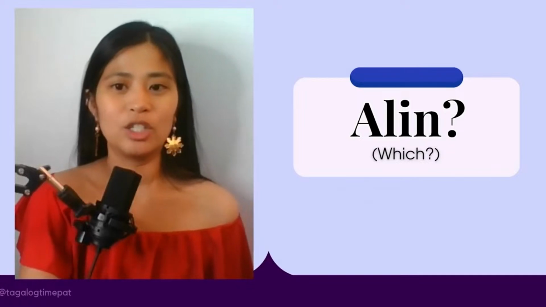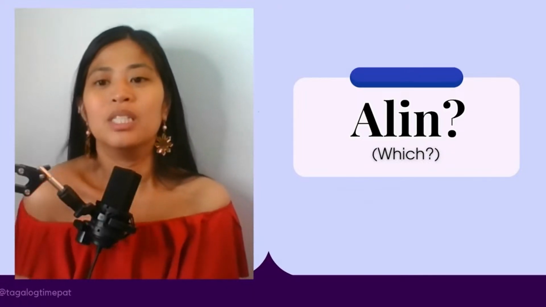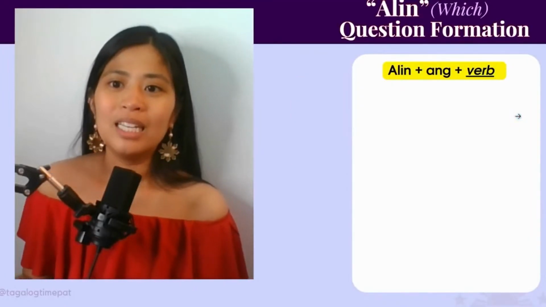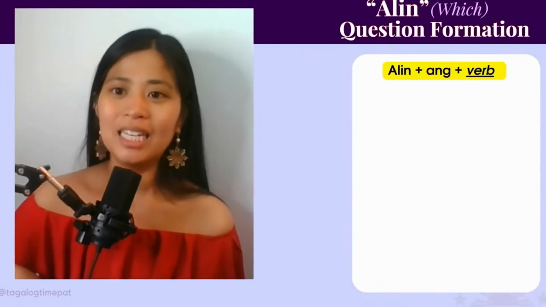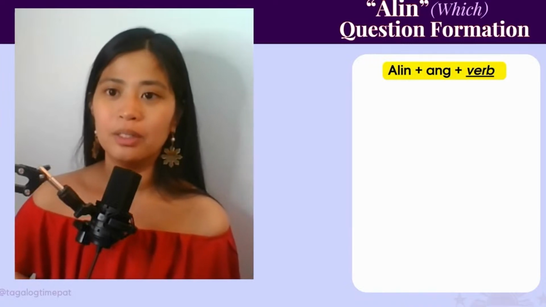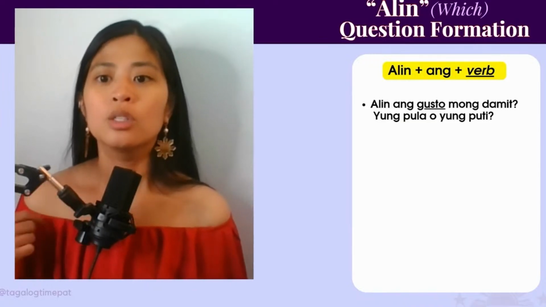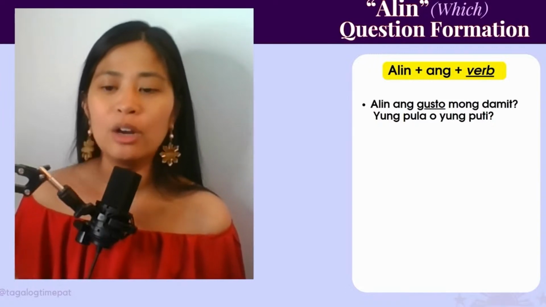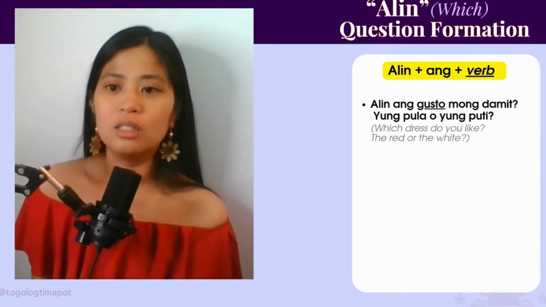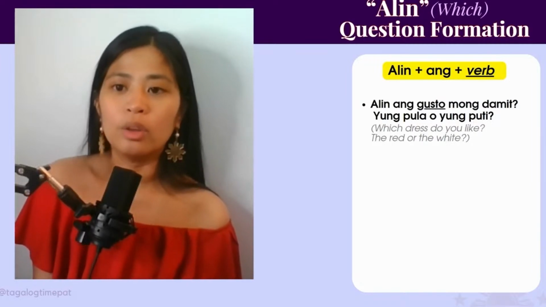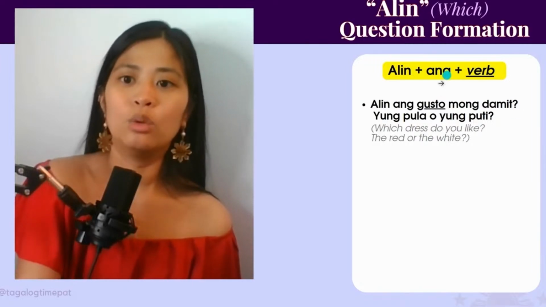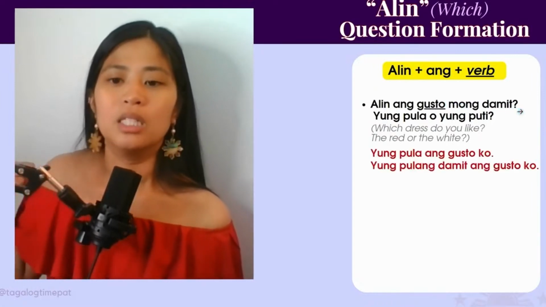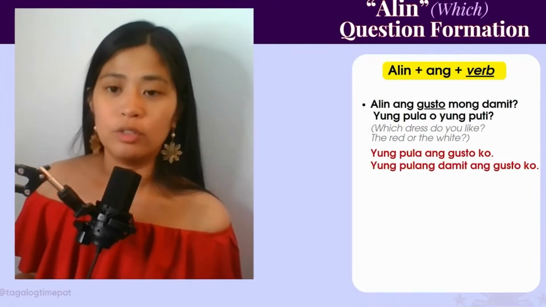This next question word, alin, means which. Alin. So alin ang plus a verb. So alin ang gusto mong damit? Yung pula or yung puti? Which dress do you like? The red or the white? Alin ang gusto mong damit? Your response would just be one of the choices.